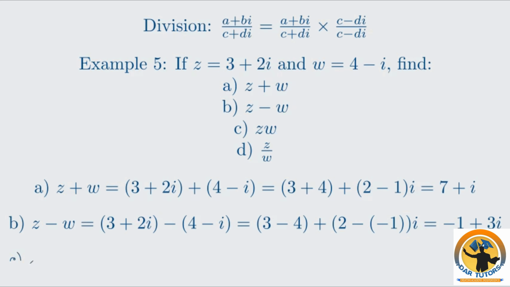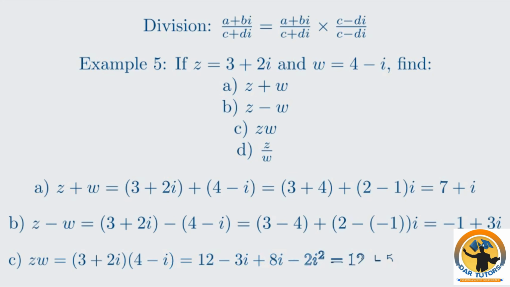Now for the product. We use the distributive property. 3 times 4 is 12. 3 times negative i is negative 3i. 2i times 4 is 8i. And 2i times negative i is negative 2i squared. Since i squared is negative 1, negative 2i squared is positive 2. Combining the real parts, 12 plus 2 is 14. Combining the imaginary parts, negative 3i plus 8i is 5i. The product is 14 plus 5i.